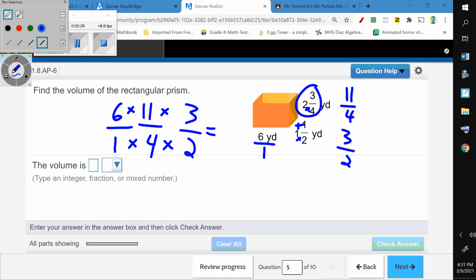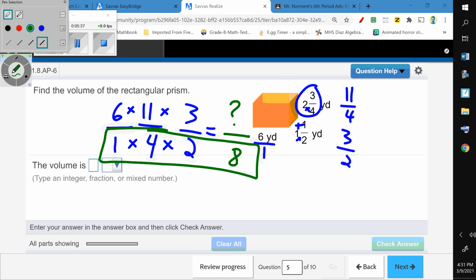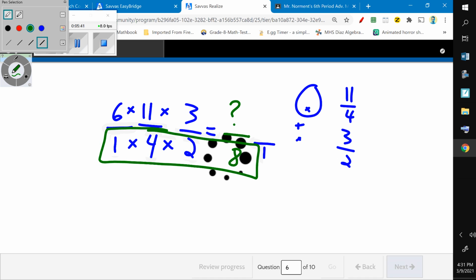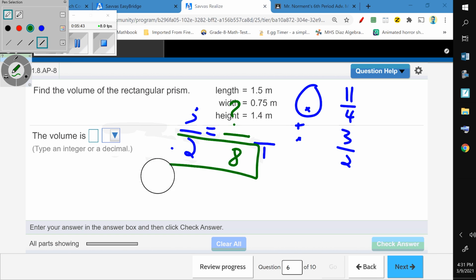So, I'll do this bottom part, and you do the top part, okay? The bottom number is going to be 8. You figure out the top number, and then you're done. It's going to be yards to the third power, yards cubed.